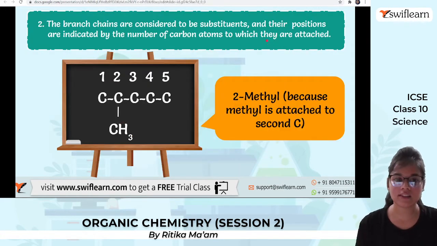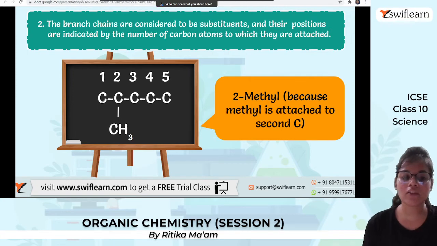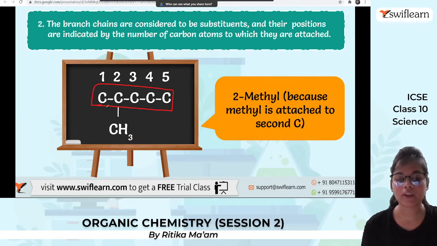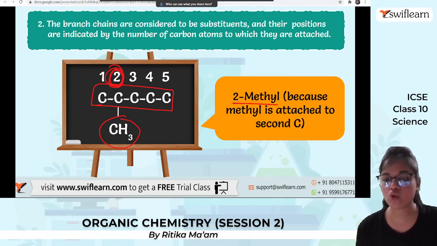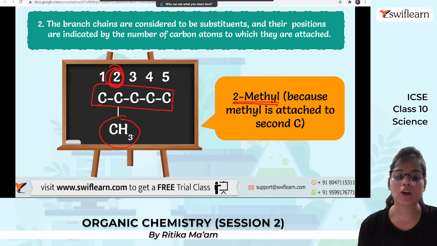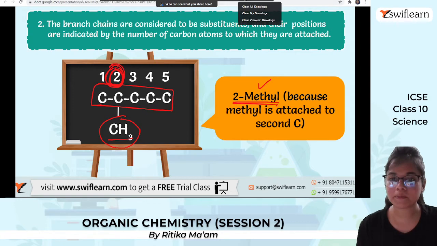Next rule says that the branched chains are considered to be substituents, and their positions are indicated by the number of the carbon atom to which they are attached. For example, if I have 5 carbon atoms here and there is one methyl group attached, I will see at which number it is attached. It is on the second carbon, so I will name it as 2-methyl. Why? Because the methyl group is added to the number 2 carbon atom.